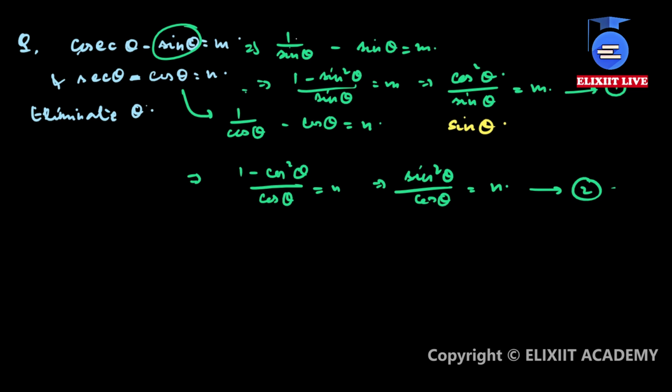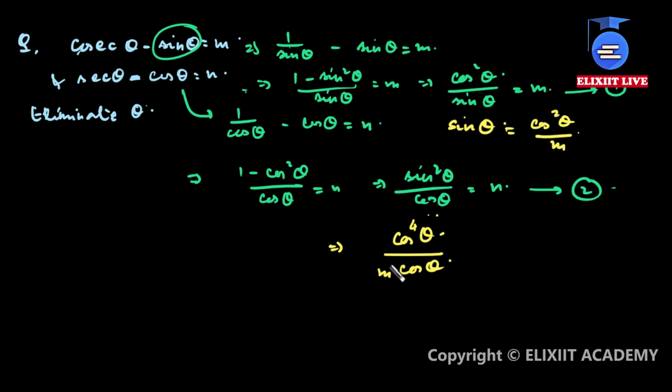So I can find sine theta from here. Sine theta is cos square theta by m. Fine. Take this value of sine theta and put it in the second equation. What do I get? Sine theta is cos square theta by m, so sine square theta becomes cos to the power 4 theta divided by m square. Put this in the second expression, divided by cos theta.